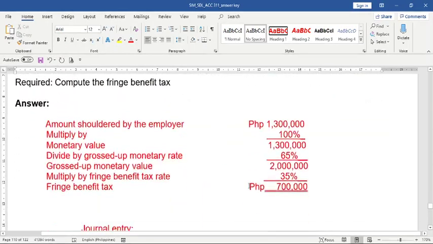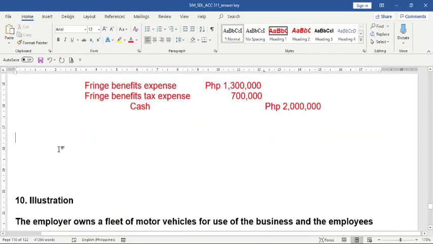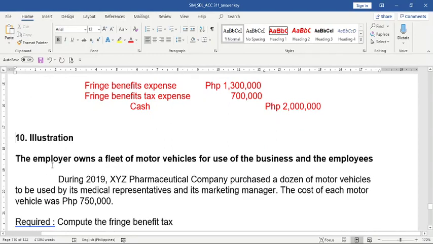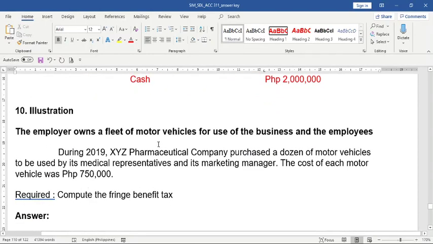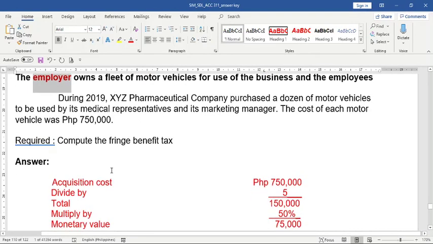Okay? Kaya nag-shoulder man. Next illustration, number 10. The employer owns a fleet of motor vehicles for the use of the business and the employees. So, this time, ang employer ang nagmamay-ari. Purchase a dozen of motor vehicle. The cost of each motor vehicle is 750. Mahal, no? Motor pag yun. Compute for the fringe benefit tax.